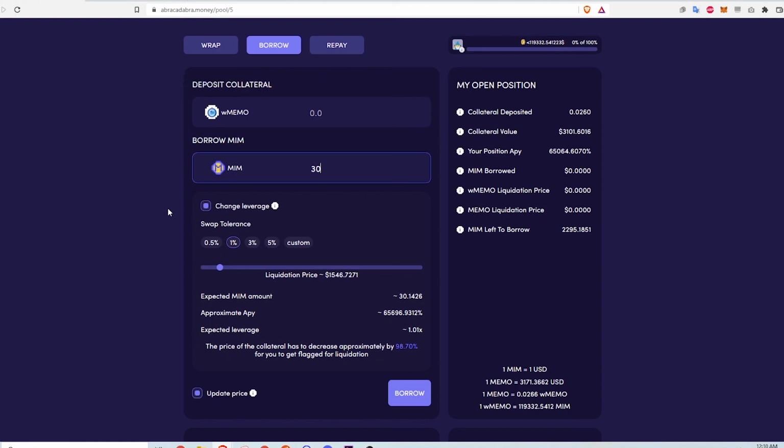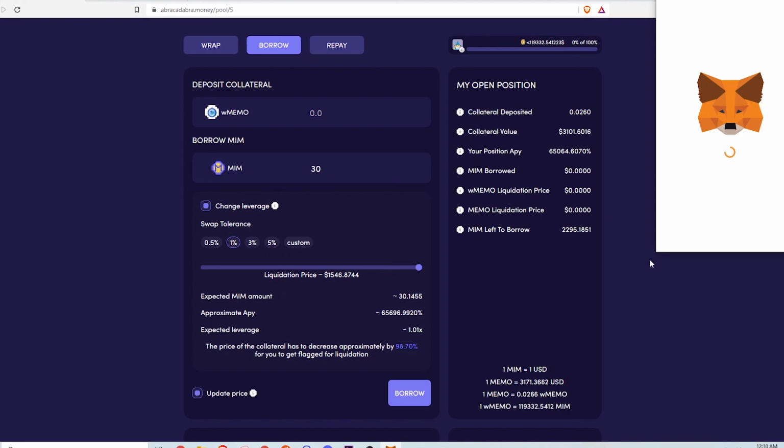Since MIM is in high demand with WMEMO as collateral, I can only leverage like 30 MIM right now. The MIM supply is constantly being replenished, so I have to always check back. Since I'm only using a small amount of MIM, I want to leverage as much as I can, moving the slider to the right. Then I click borrow.